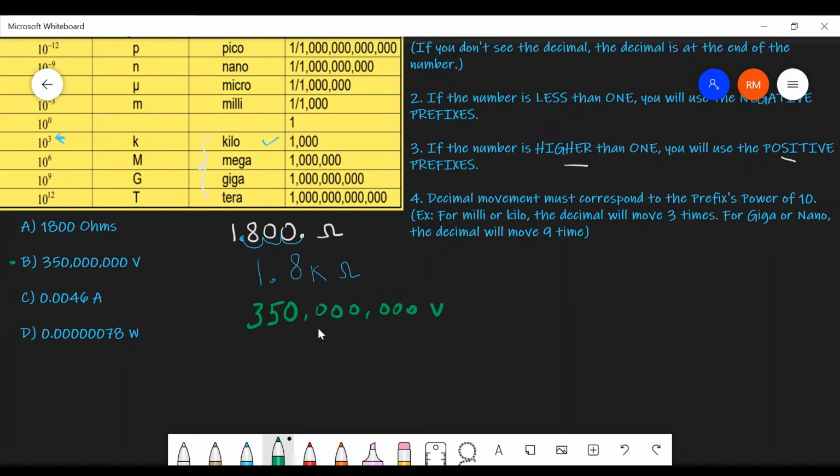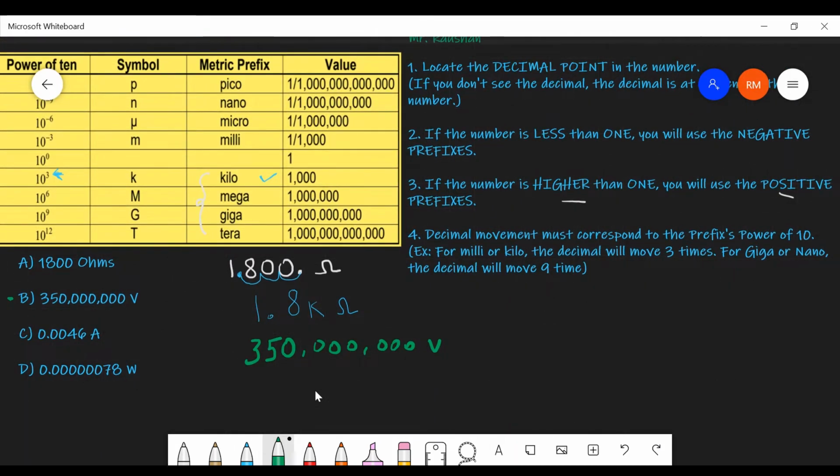Now, where is the decimal point here? Locate the decimal point. Can you tell me where it is? That's number 1; number 1 says locate the decimal point. So where is my decimal point? Can you see it? Is it here? If you cannot see it, where is it supposed to be? It's going to be all the way at the end, right here.